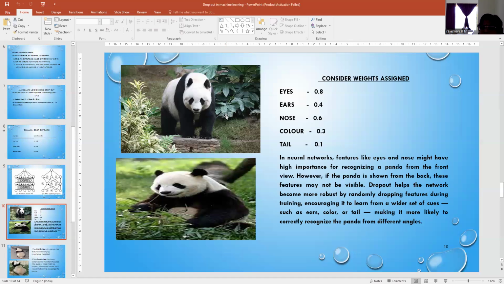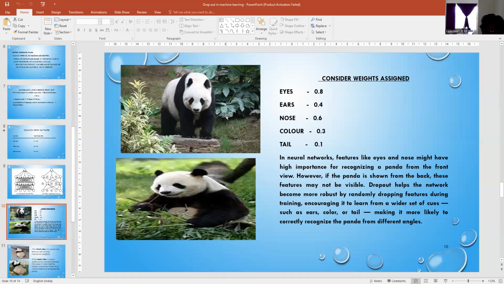Here I am giving less weightage to the tail as well as the color, because this is a black and white combination. Any picture having a black and white combination does not necessarily mean that it is a picture of the panda itself. It might be some other picture also. So I am giving low weightage to the color, and more weightage to the eyes as well as the nose, because the unique feature of the panda is the eyes, which are encircled by the black circle.